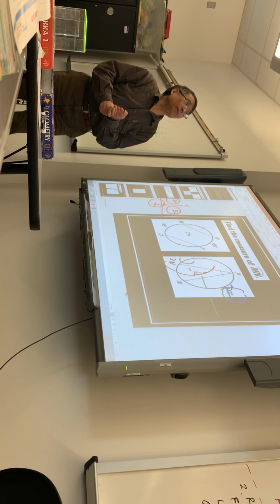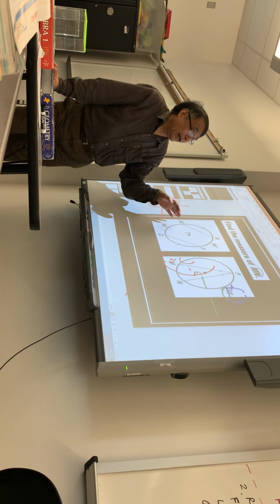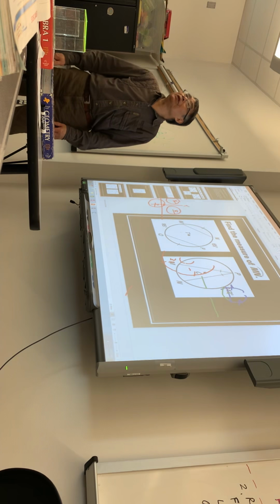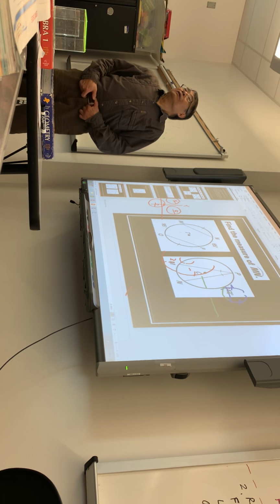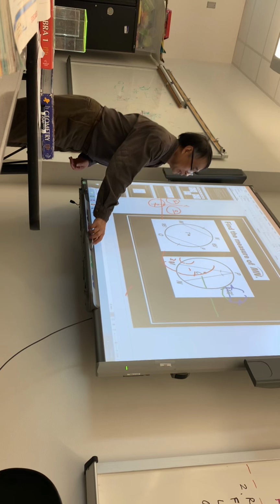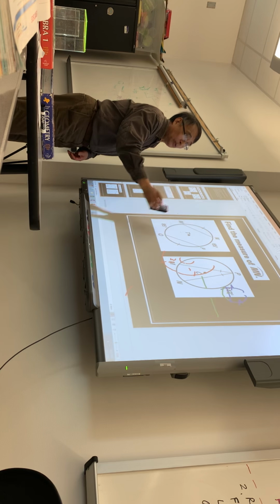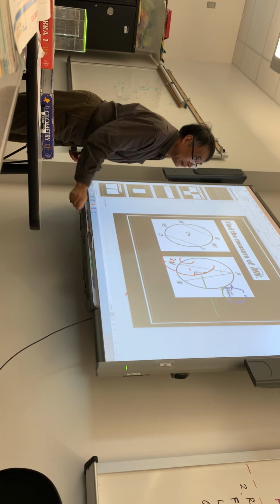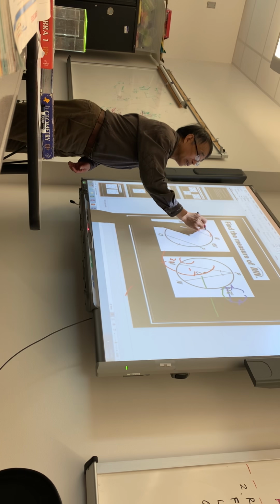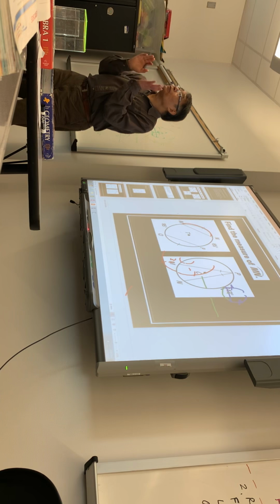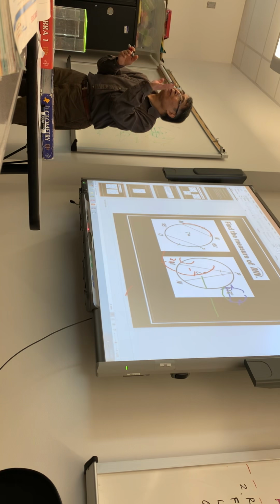Second, find the measure of arc MN. How to set up the equation? Set up the equation to solve for MN. MN is this arc. How to find the measure of MN? Set up the equation.